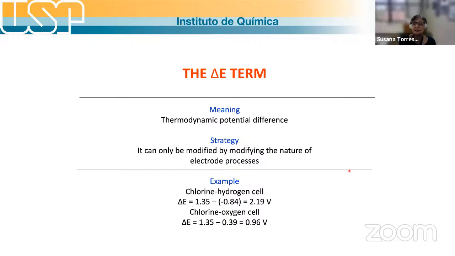So the first term, the term delta E, the meaning is the thermodynamic potential difference. So how can we modify the term? It can only be modified by modifying the nature of the electro process. So if we are studying a special electro process, for example, a chlorine hydrogen cell, we are going to have this delta E that can be modified. Or the chlorine oxygen cell, we are going to have this delta E that cannot be modified, unless we change the nature of the electron.